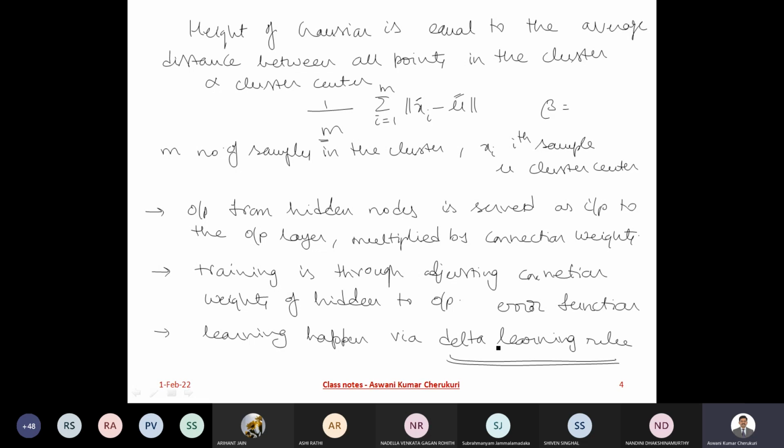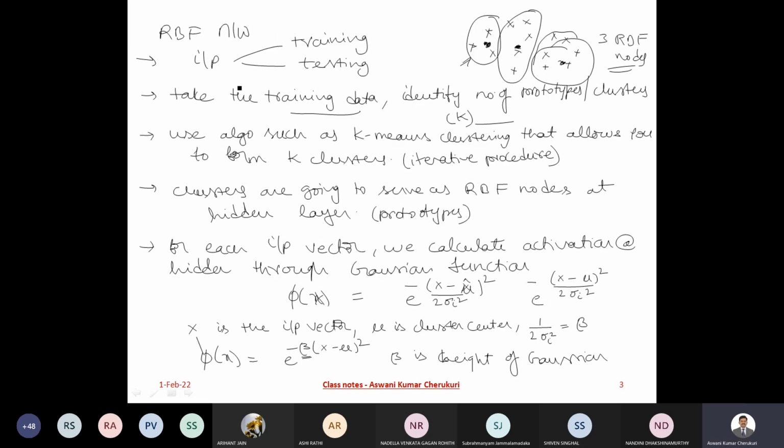So again, I repeat what we have done. You have taken the overall data and divided it into training and testing. For the training data, you identify on a heuristic basis how many clusters you want to create. The clusters serve as the hidden nodes in the RBF network. Imagine I am creating K clusters, then you have K nodes in the hidden layer. Cluster centers also serve as the prototypes.